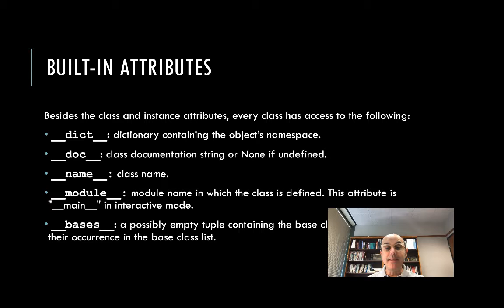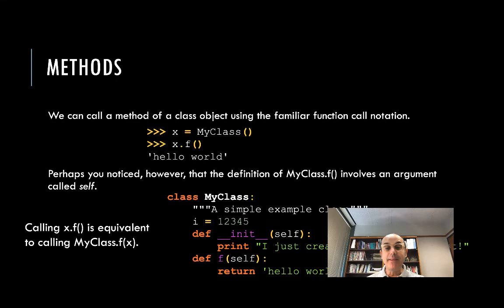So if you have a namespace, you can add to your dictionary attributes such as name, class, or doc, which is the class documentation string, or None if undefined, and you can apply object namespace. So all those things are attributes that can help you make your code a little bit stronger as it is. Methods, we can call a method of a class object using a similar function call notation. So again, in this example, I defined what is calling x dot f, which is equivalent to calling the class MyClass dot f of x, and by doing that I can do it and define it by itself.